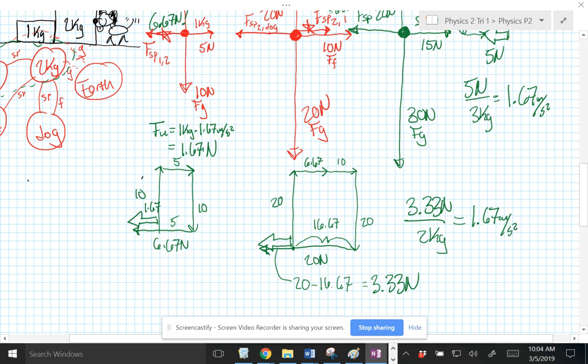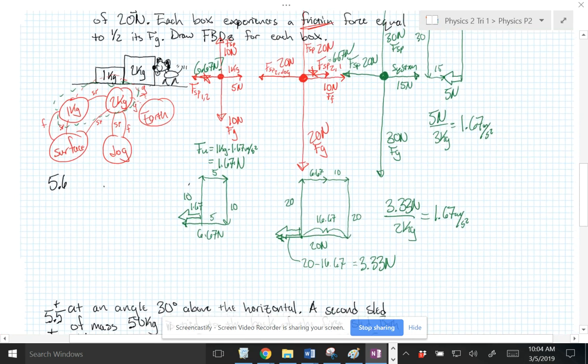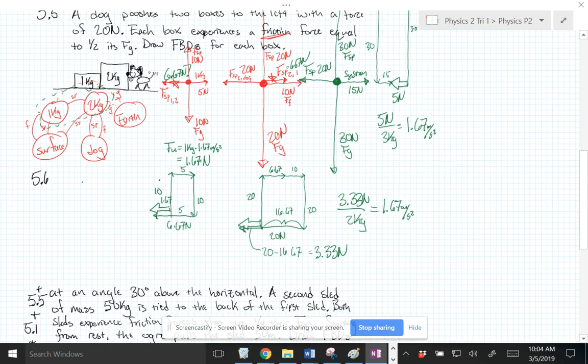Both objects have the same acceleration because they're part of the same system, okay? So you got to have that confirmation within your work. You got to be able to get that same acceleration value for both objects. That's your way of checking, okay? So that's what's happening there.